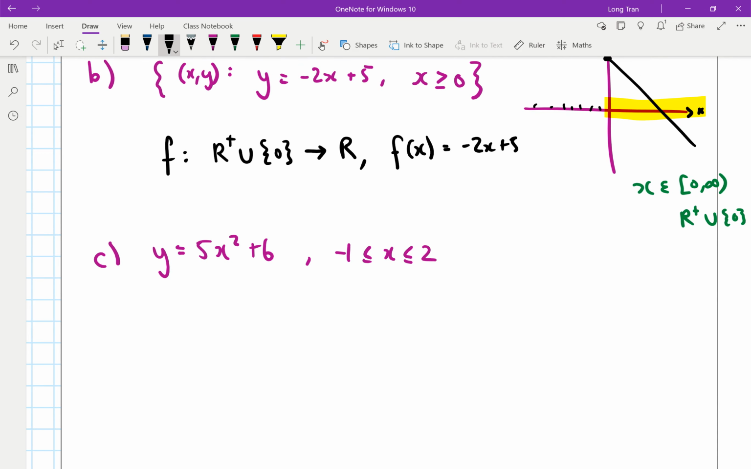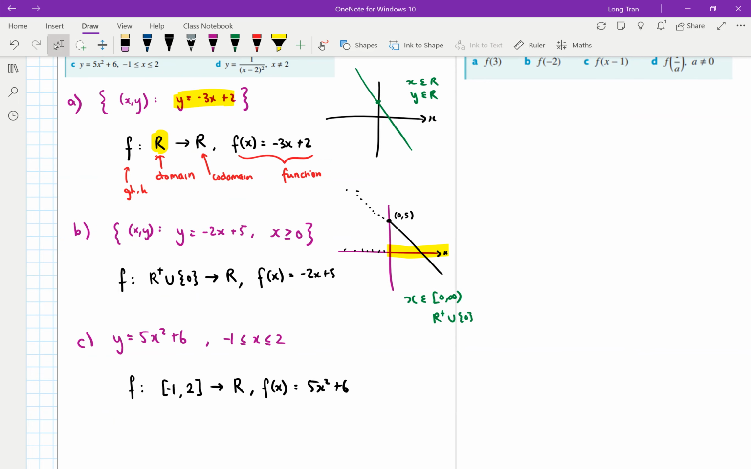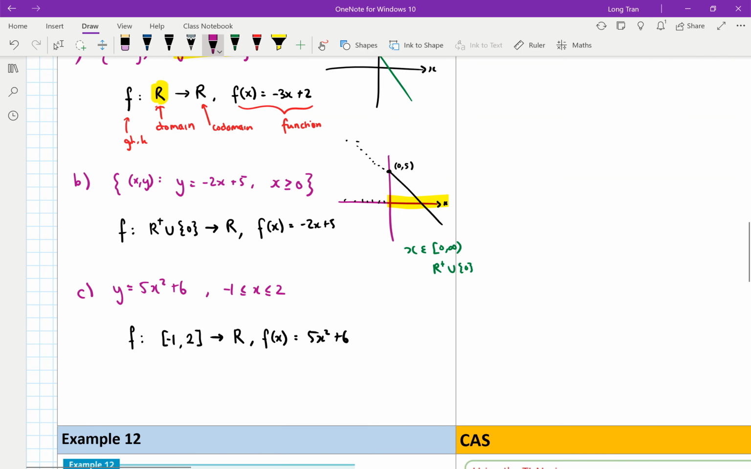I would have just done f. The domain they already told us, it is clearly from negative 1 to 2, so you use interval notation. All right, so negative 1 to 2 maps onto R, because that's where the numbers are drawn from. And then my function is 5x squared plus 6. So hopefully you're getting used to the idea of what we're doing here. You can have a go with D, but I'll do D just down here. You can pause the video if you like.